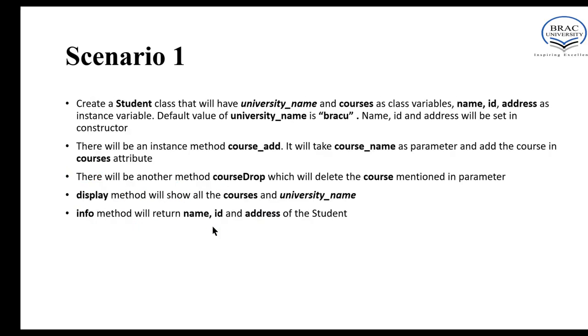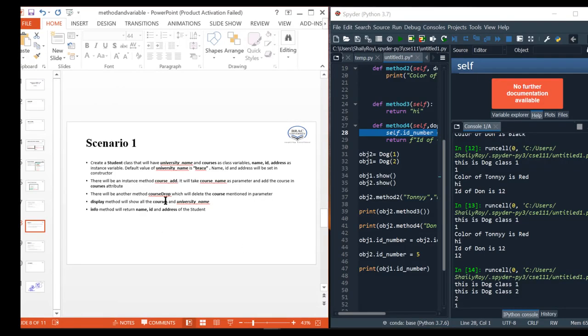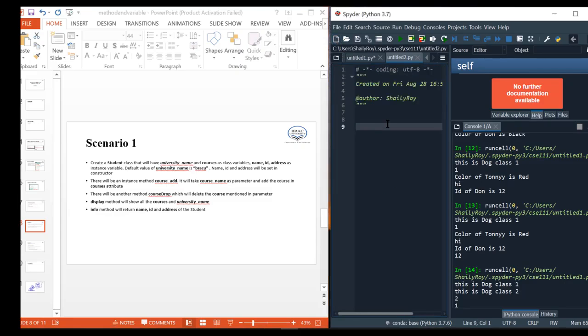So now we'll try two scenario for creating a class file. Here they have said create a student class that will have... Here is the question. They have asked me to create a student class. So if I want to open a new file and create a class, so class Student, and then what they have said is that it will have university name and course as class variables.